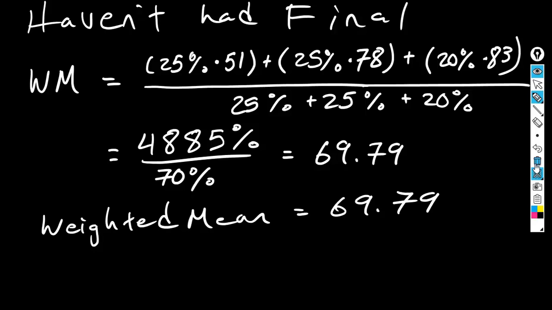So that means we've got one last mean, and we'll go ahead and wrap this video up after we take a look at that. We've done our arithmetic mean, we've done our weighted mean, and now we're going to do our trimmed mean.